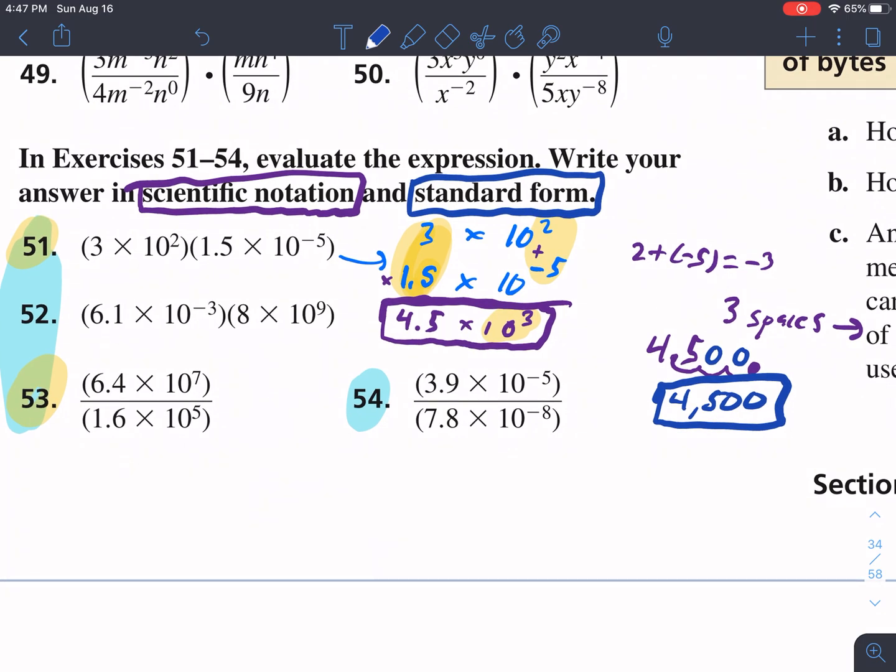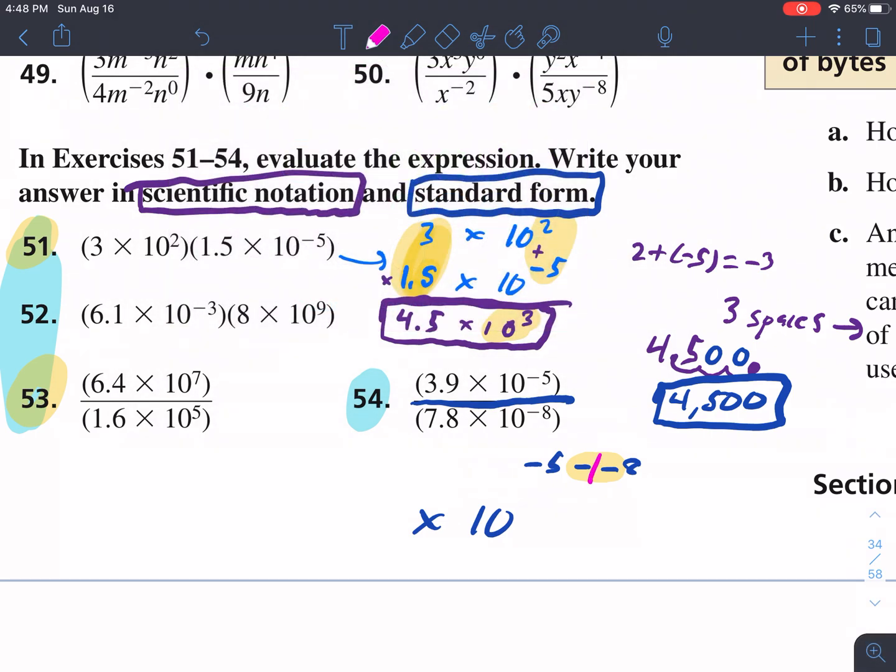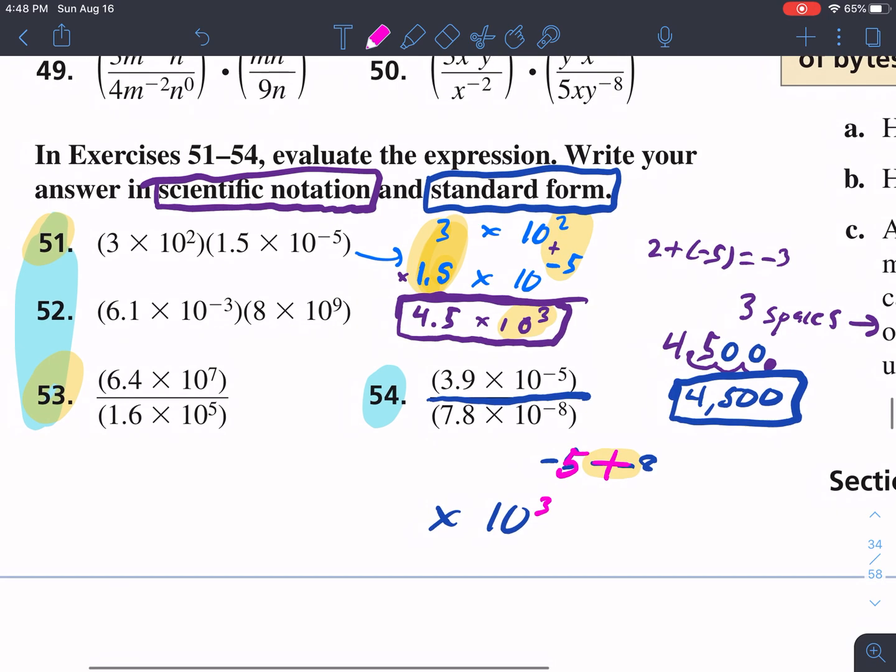All right, next one. So now we have division here. Same idea, just a little bit different. So since it's dividing, that means that your 10 power is going to be negative 5 minus negative 8. Now we should remember something. We have 2 negatives here. We think way back into middle school, when you have 2 negatives, that means technically you have a positive, right? So you're actually adding negative 5 plus 8. So if I'm doing negative 5 plus 8, that's going to get me 3. So this is 10 to the third power.